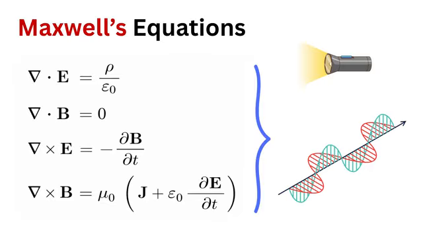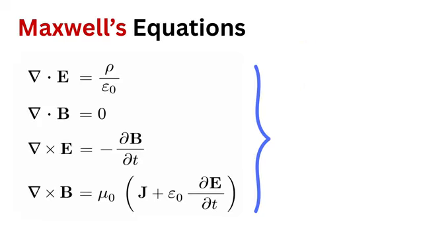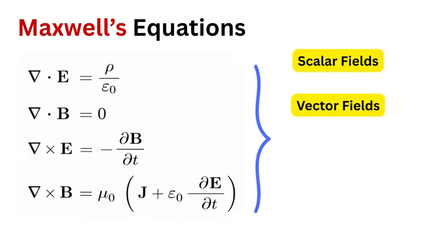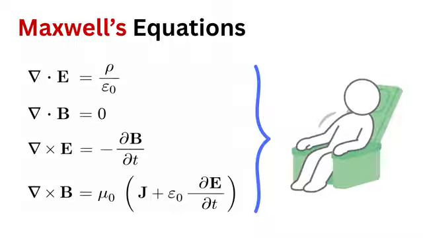Remarkably, these equations also predict the existence and speed of light, which revolutionized physics forever. Now, in order to understand them, you simply have to understand the concept of scalar fields, vector fields, divergence, and curl, and that's it. After getting a hold of these ideas, Maxwell's equations will feel like a piece of cake to you. I've actually made a detailed video on these topics earlier, but for your convenience, I'll quickly show the relevant part here as well.